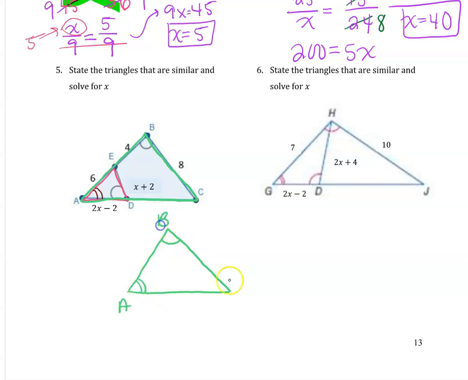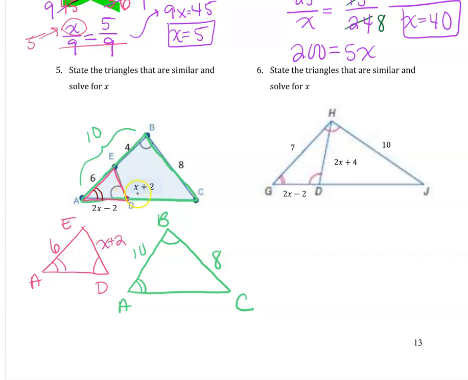So triangle ABC, which AB has a length of 10 and BC 8. And then I'll pull out this pink triangle, which is AED. Include those angle markers to help you guys. It's going to be important at the next step. That x plus 2 is supposed to be along ED.